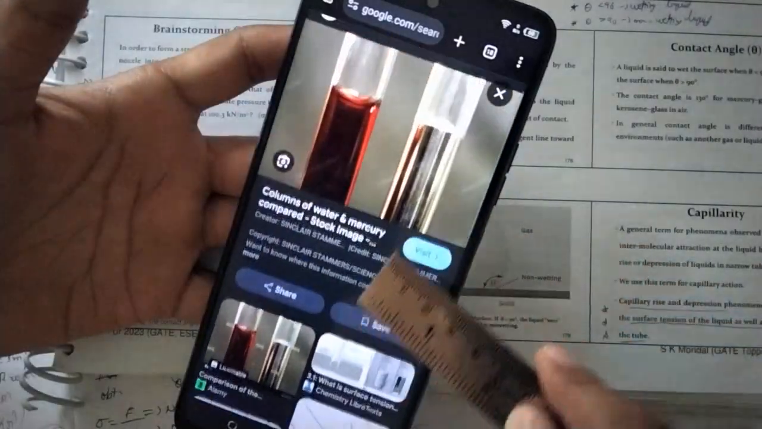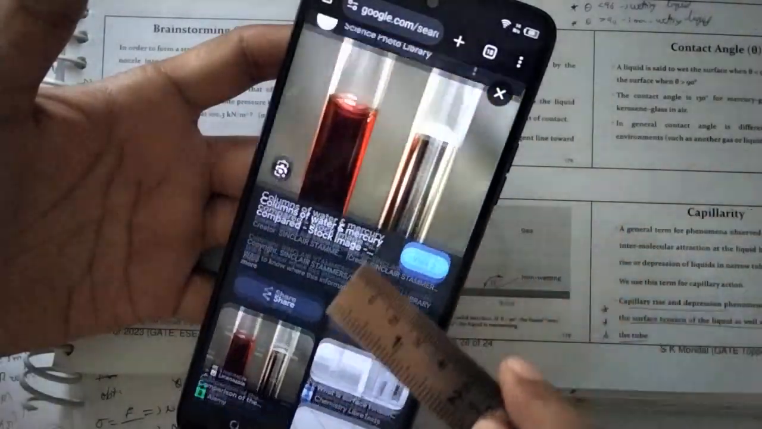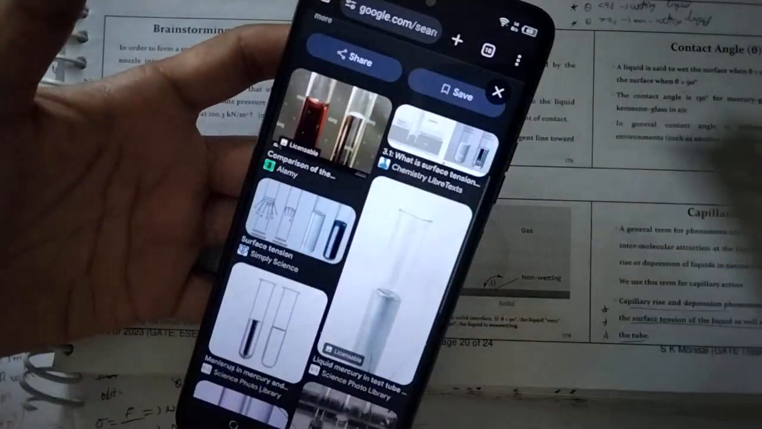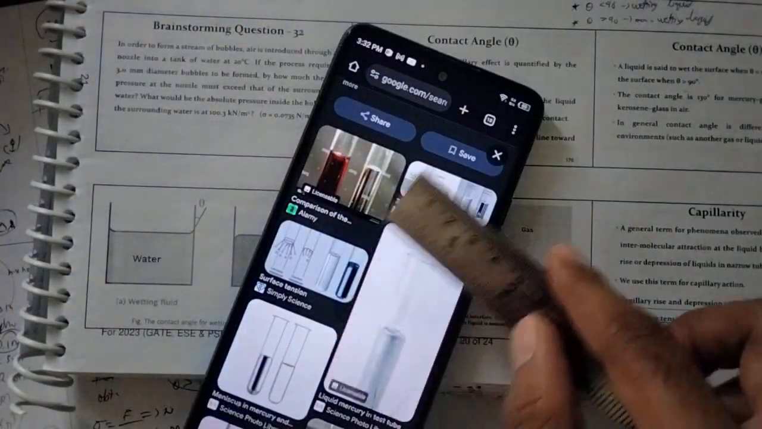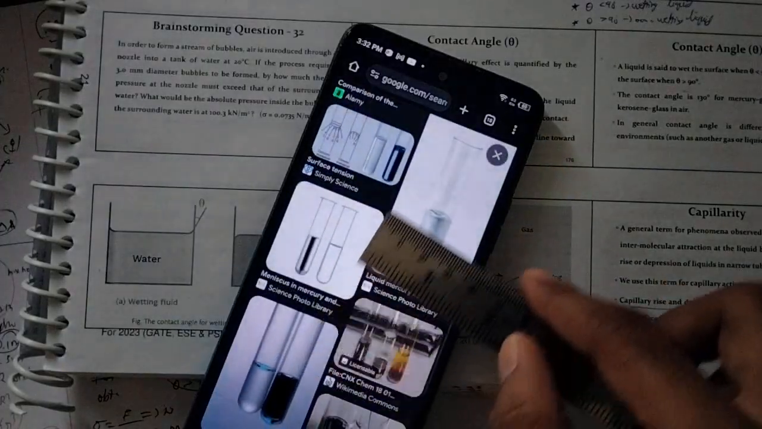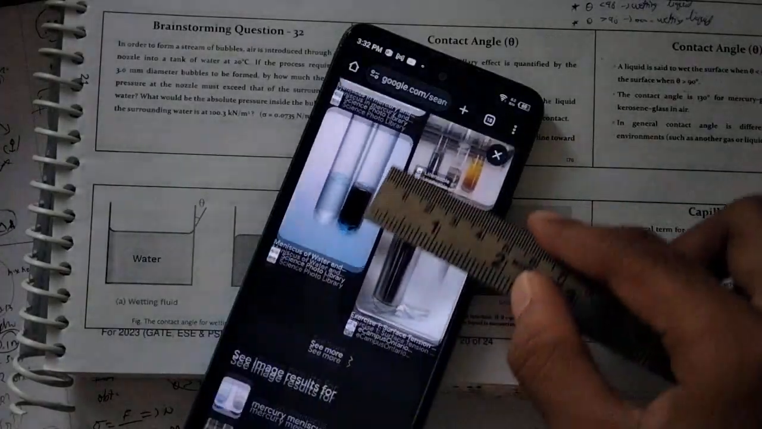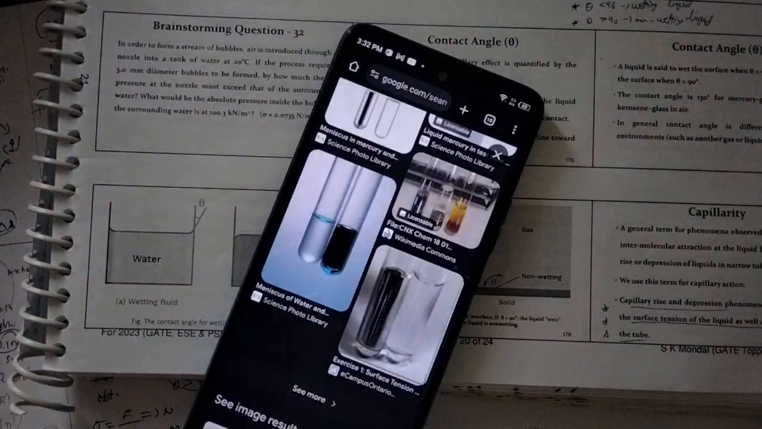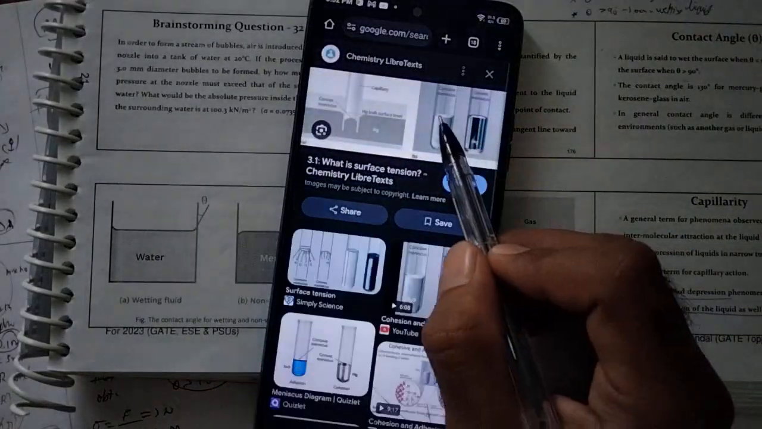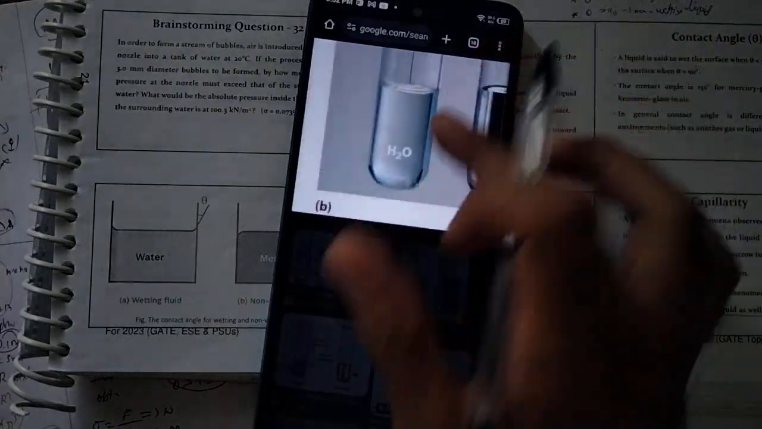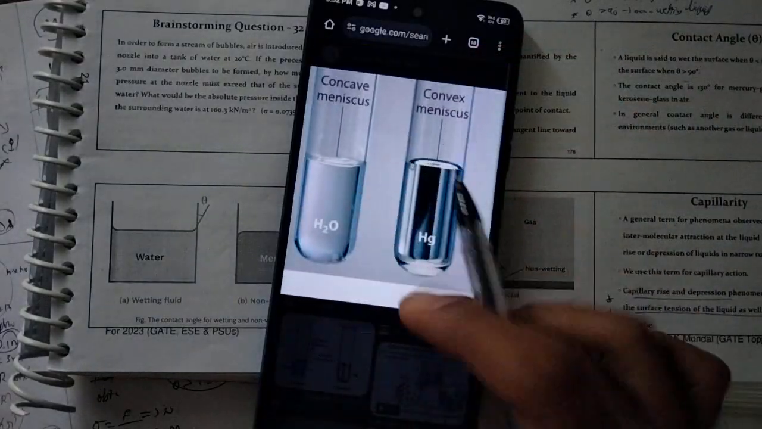Okay. This is a small thing. See, now it's moving. Okay, oh sorry, it's back. Come to the point. So this is the water. Water is like this, and as you can see, the mercury is like this, a little bit upward or downward like that.